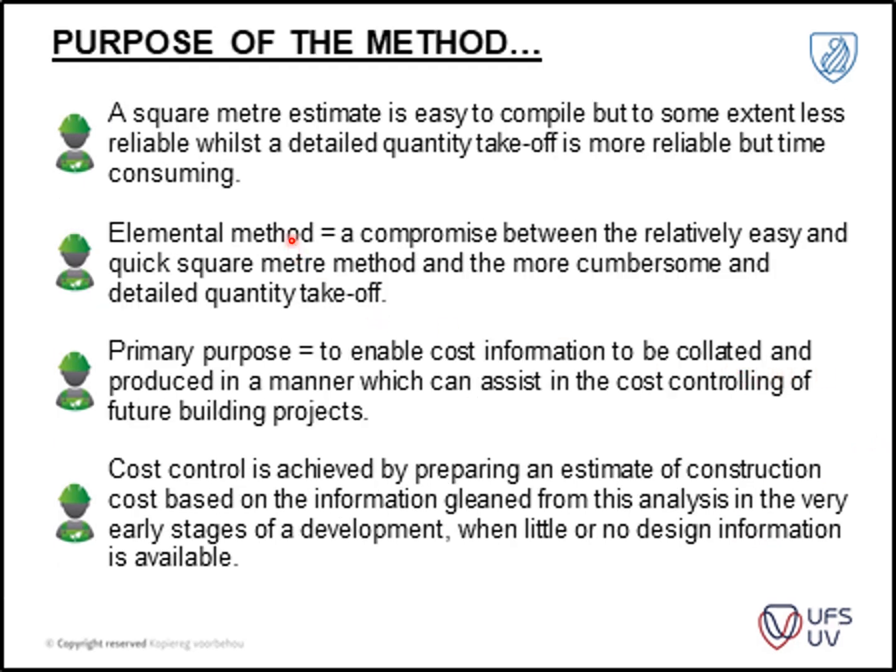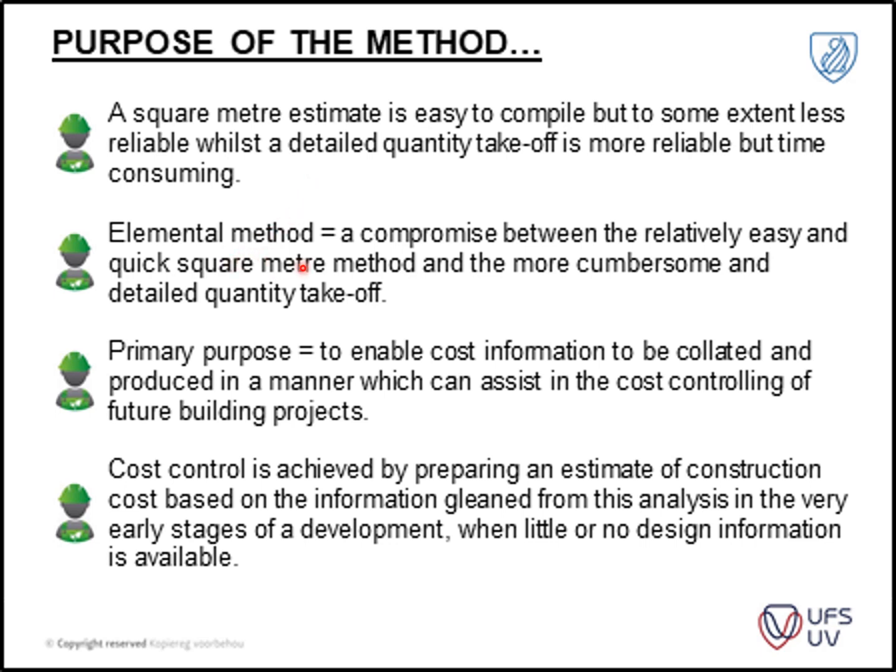So the purpose of the method: a square meter estimate is easy to compile, but to some extent less reliable, whilst the detailed quantity takeoff is more reliable. Whenever we derive our per square meter rates, it's always based on real projects where we had real quantities that were measured. So we always relate to that. So thus your per square meter estimate is only as accurate as the rate that you're using.